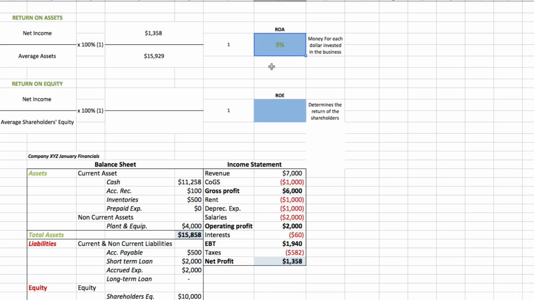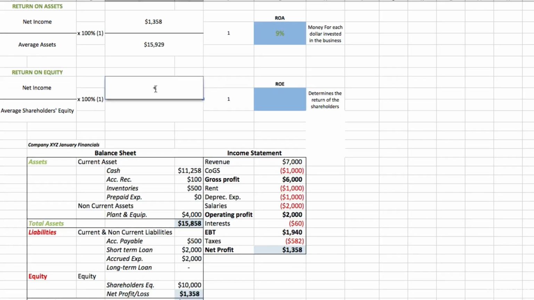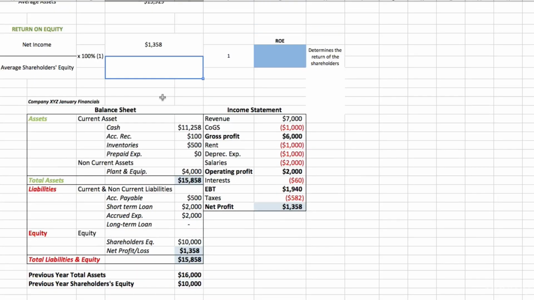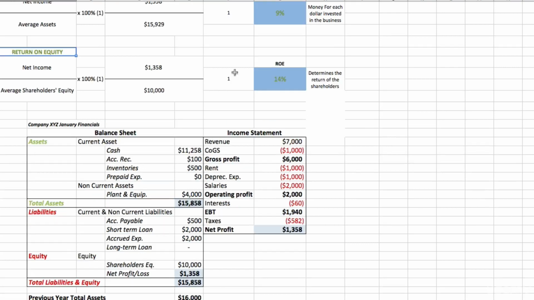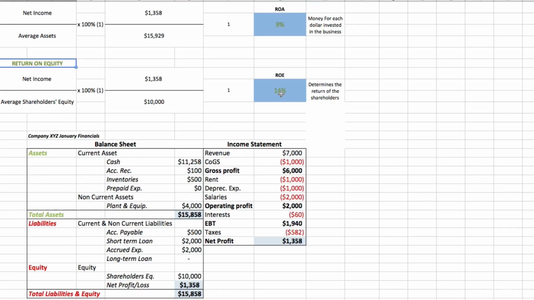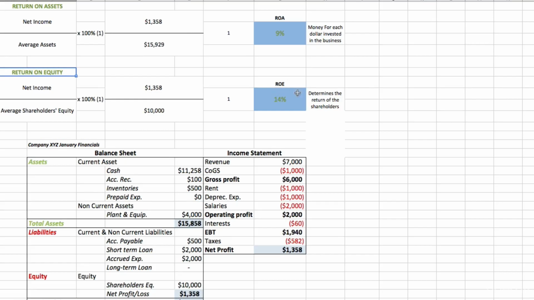Let's look now at the profits that the company is producing for its shareholders, therefore the return on equity. The return on equity is given by the net income that we get from our income statement, and the average shareholders' equity, which is given by the equity in the previous year plus the shareholders' equity in the current year, and then we divide this number by 2. And as you can see, our return on equity is actually 14%. And this is a good sign. When you see a return on equity which is higher than the return on assets, it's definitely a good sign.